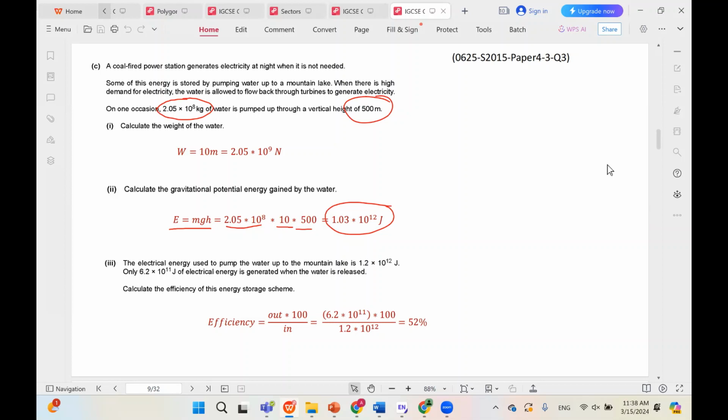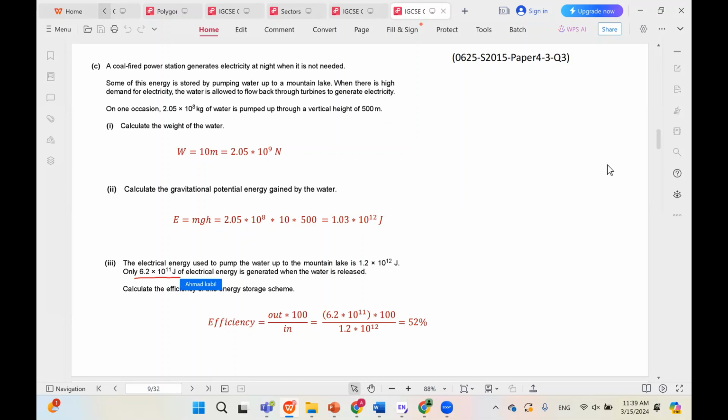joules. The electrical energy used to pump the water up to the mountain lake is 1.2 times 10 to the power of 12. Only 6.2 times 10 to the power of 11 joules of electrical energy is generated when the water is released. Calculate the efficiency of this energy storage scheme.